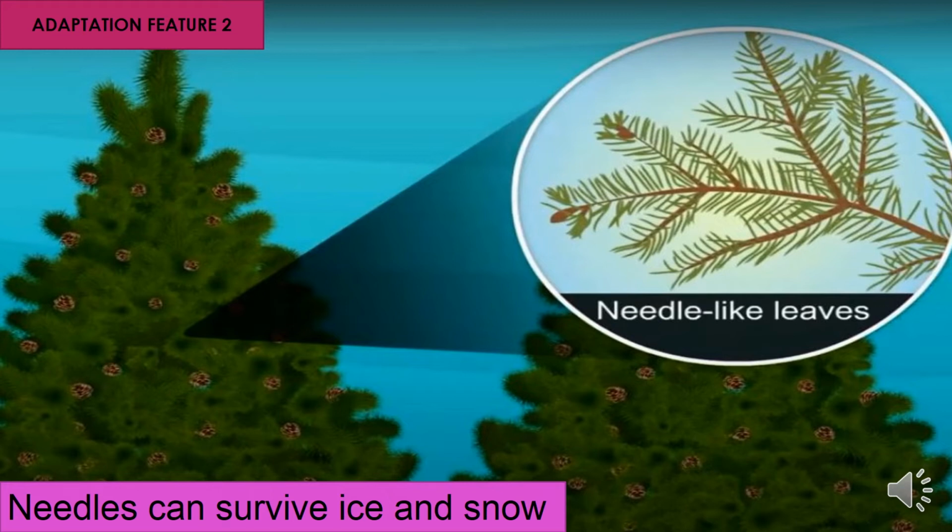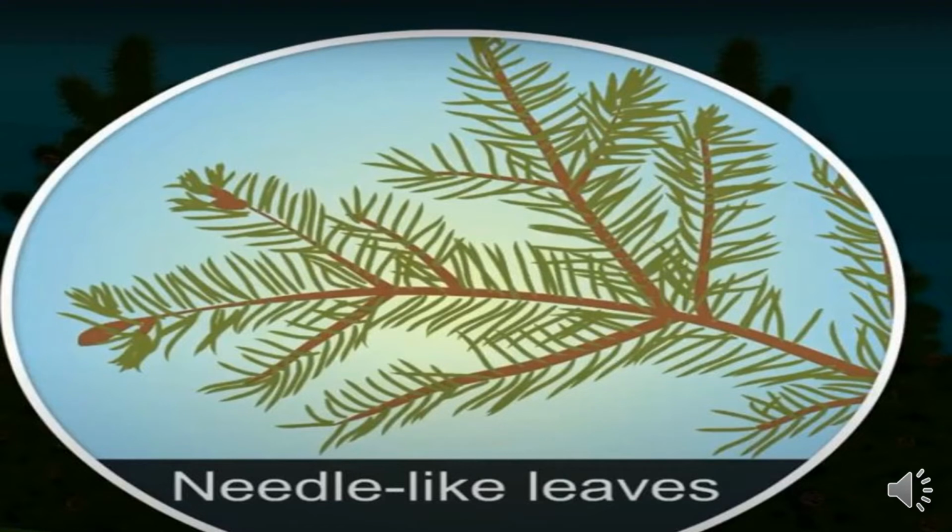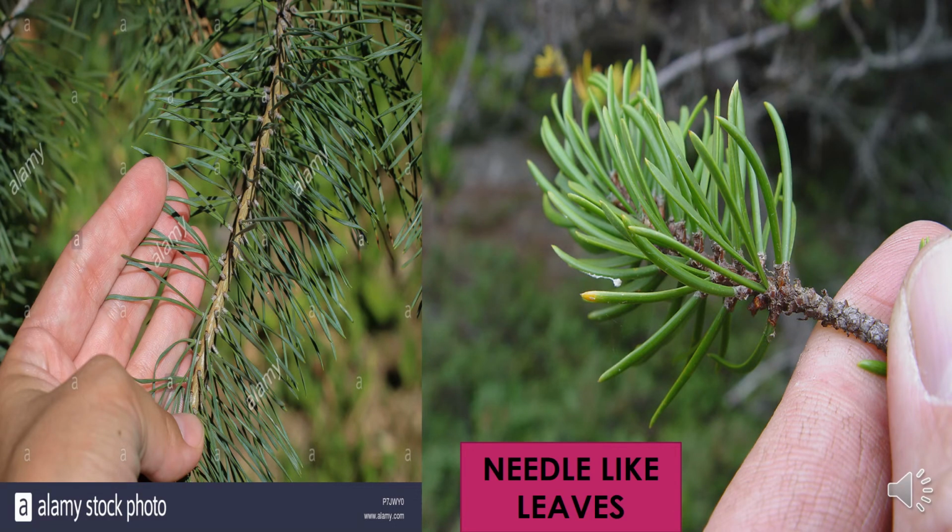So this is the second feature. What is it? The trees have needle-like leaves. In this picture, you can clearly see that the leaves are needle-like. Here, you can have a view of the real pictures of the trees having needle-like leaves. So this is the second adaptation.